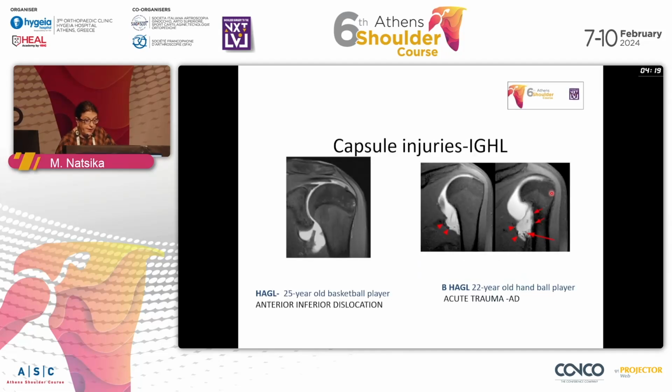So, when we have this inferior glenohumeral ligament trauma, we have the well-known HAGL lesion, which is one of the main contributions of MRI to the diagnosis. And here we have an athlete that has detached the ligament from the glenoid and also from the humeral head, the humeral neck. And here we have a large HAGL lesion, but it also has a bony component, so we call it BHAGL lesion.